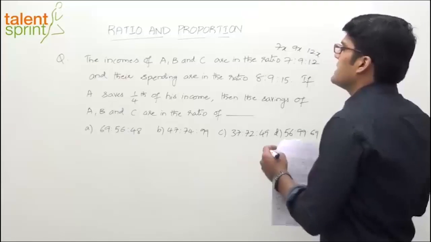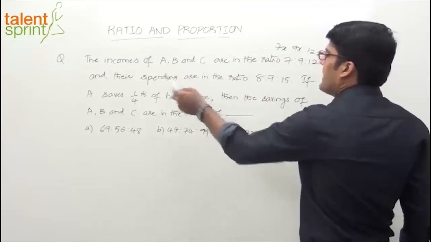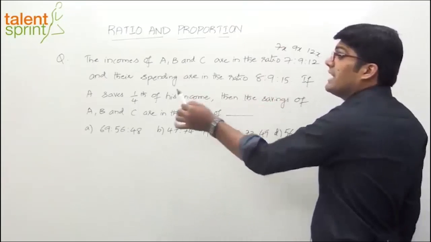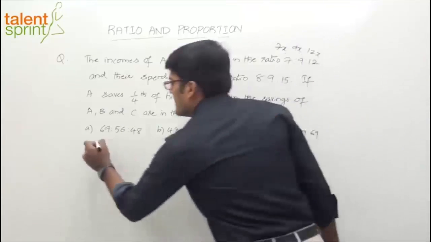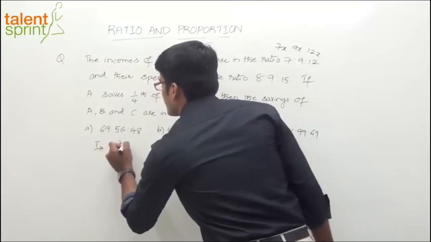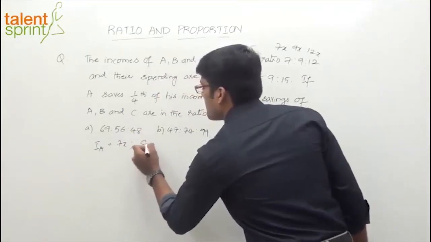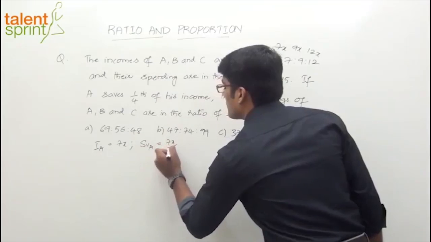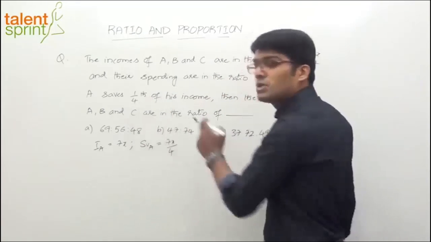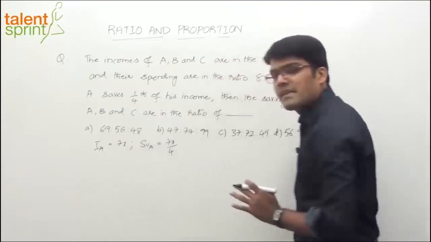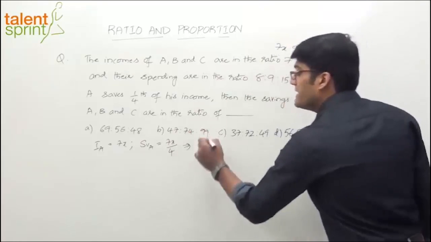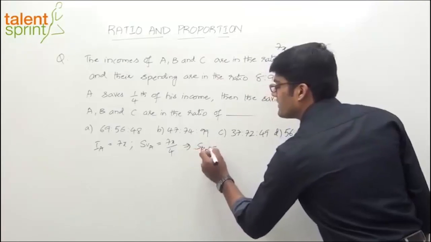What do we do? See, income of A is 7x. Spending ratio is 8:9:15. A saves 1/4 of his income. Savings of A is equal to 7x by 4. Why 7x by 4? Because he saves 1/4 of his income. So 1/4 of 7x, 7x by 4. So what should be his spending of A?